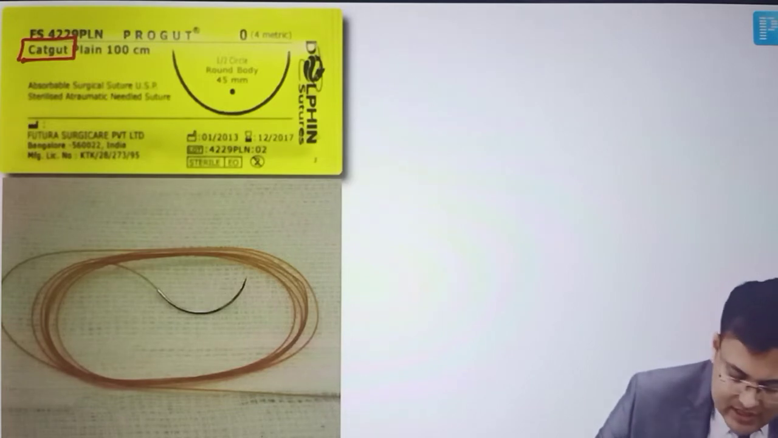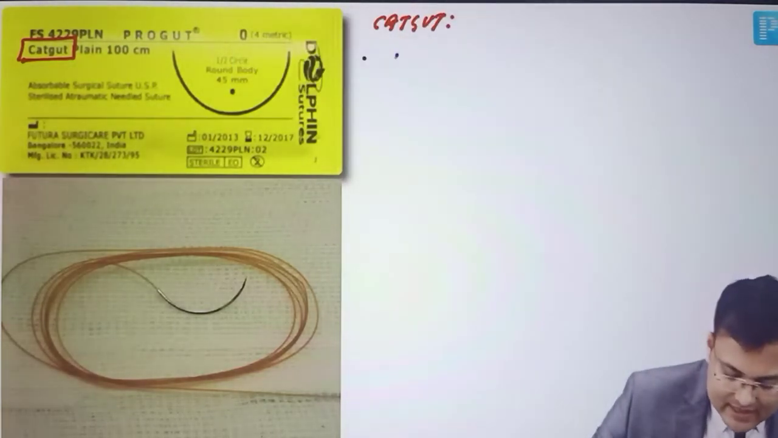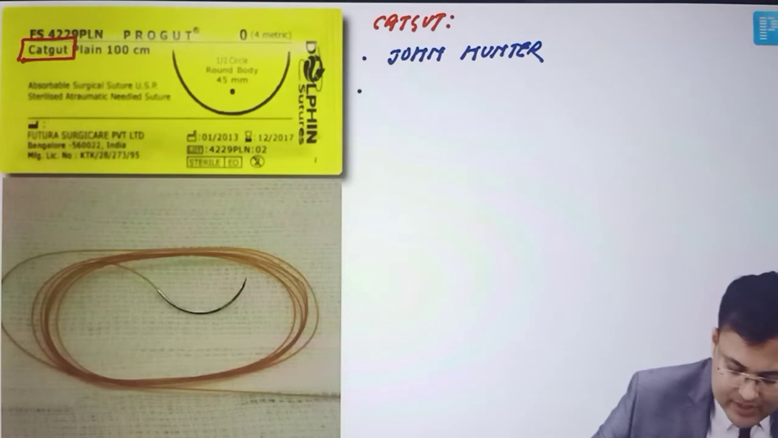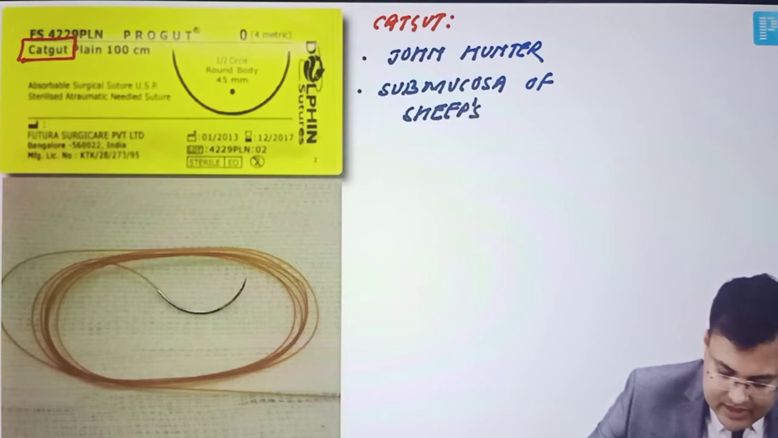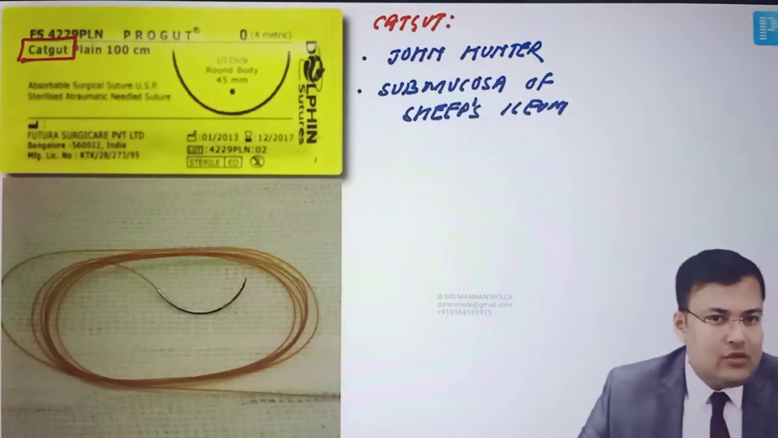So see the questions related to catgut. First, who discovered catgut? John Hunter. Clear? So it is prepared from sheep gut. Which layer? The submucosa. So it is prepared from the submucosa of the sheep's ileum. You know that this is an absorbable suture. What kind of? Natural absorbable suture.